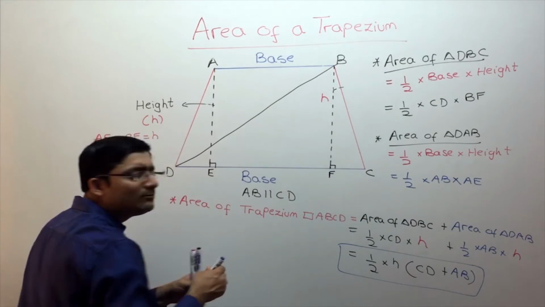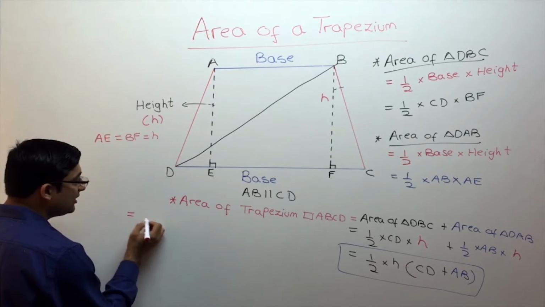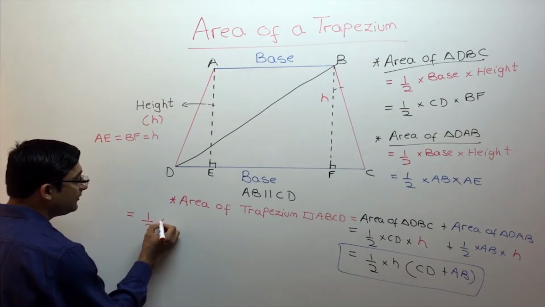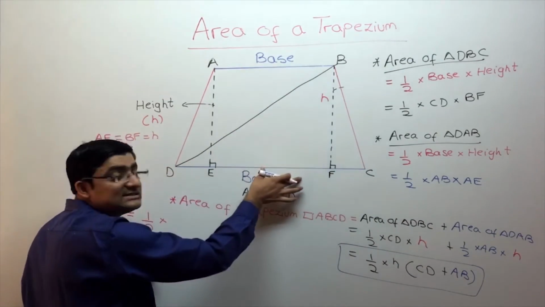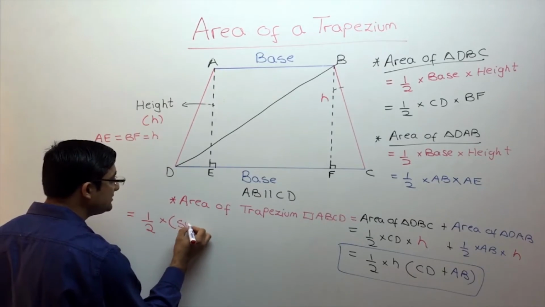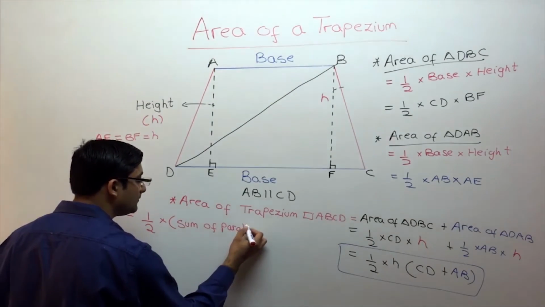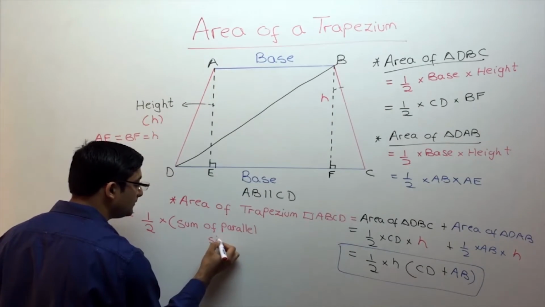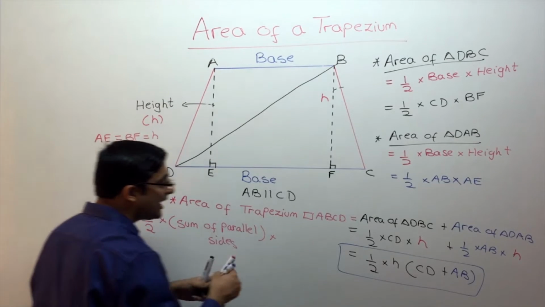So let me write it in a more nicer way, which is easier to remember. So what is area of a trapezium? It is half multiplied by, what is AB and CD? AB and CD are the bases. So sum of the bases, that is sum of parallel sides, multiplied by height.